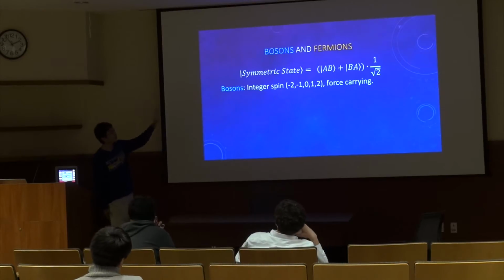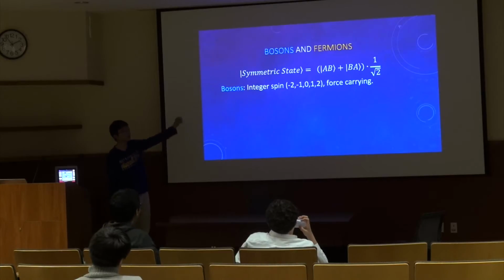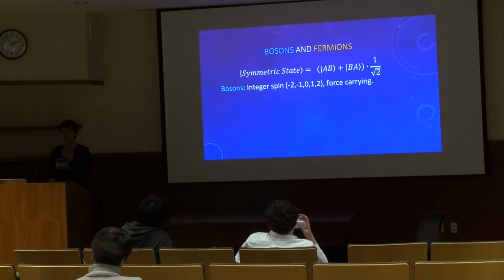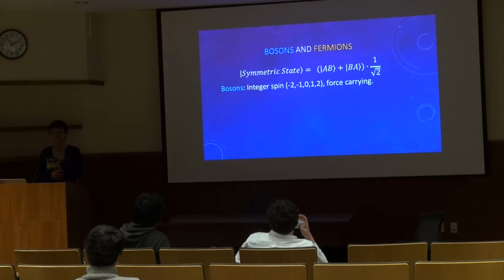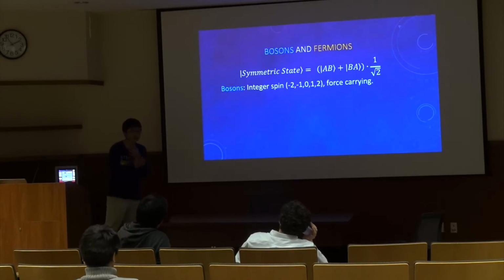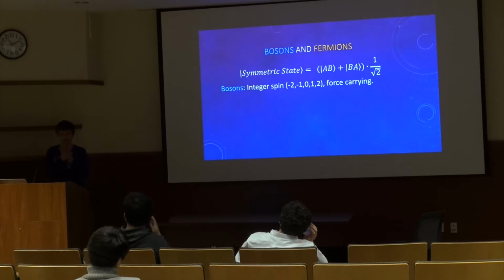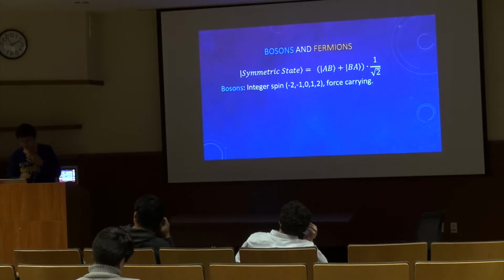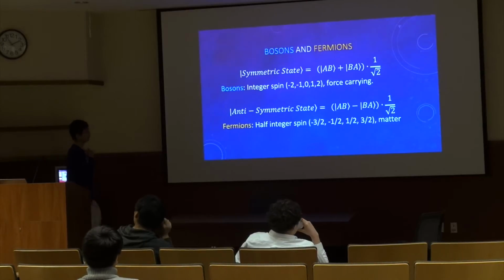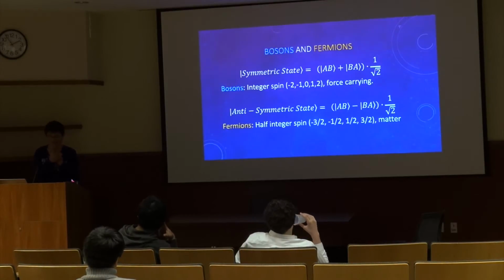So, particles that always live in the symmetric state are called bosons, as Eric said. And bosons always have integer spin. So what was the spin of an electron again? Do you guys remember? 1/2. So electron is not a boson. So what are bosons? Bosons are force-carrying particles. We'll explain what that means later. And then an antisymmetric state, we have fermions. And fermions have half integer spin. So is electron a fermion? Yes, electron is a fermion. How about 2 electrons paired together?